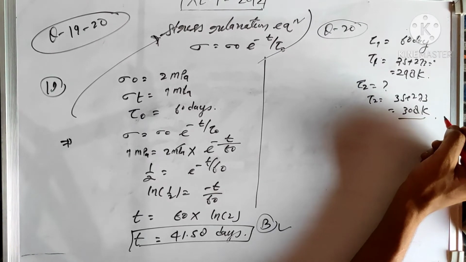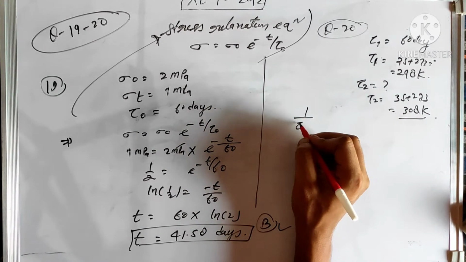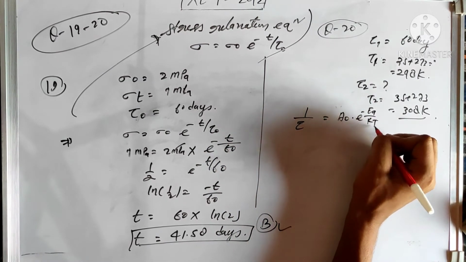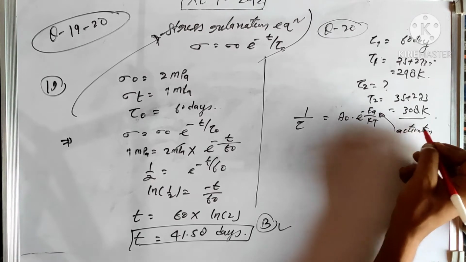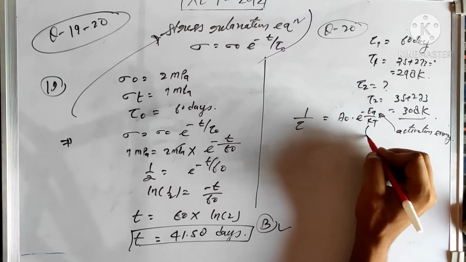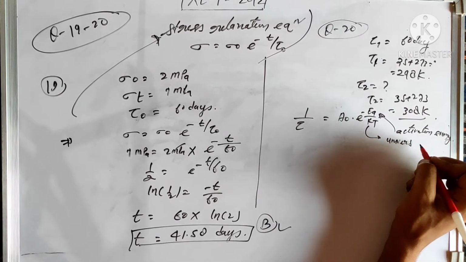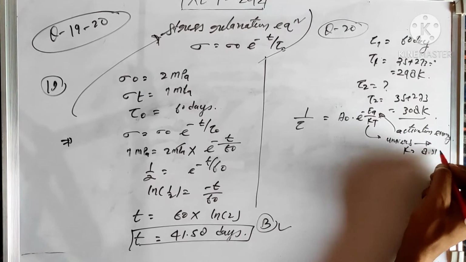By using the Arrhenius equation, the relationship between the temperature and relaxation time is given by 1 upon tau is equal to A naught into e power minus EA upon RT, where EA is equal to the activation energy and R is equal to the universal gas constant, and R is equal to 8.314.